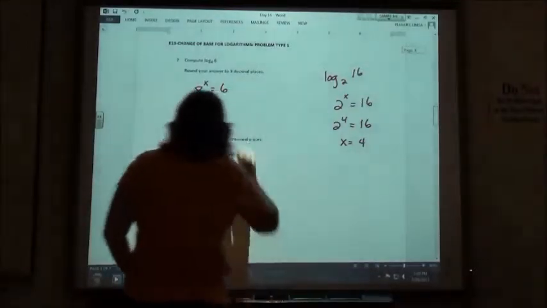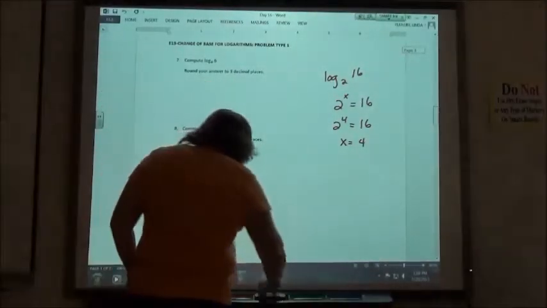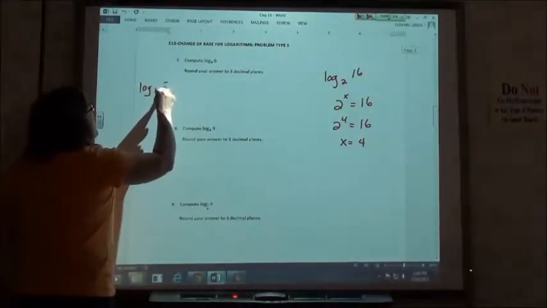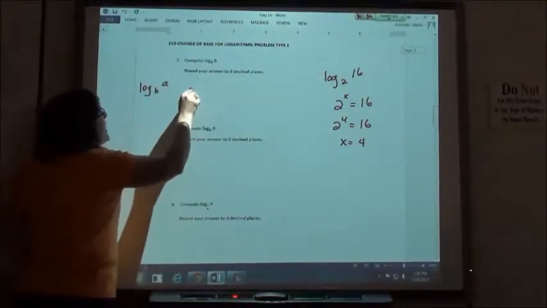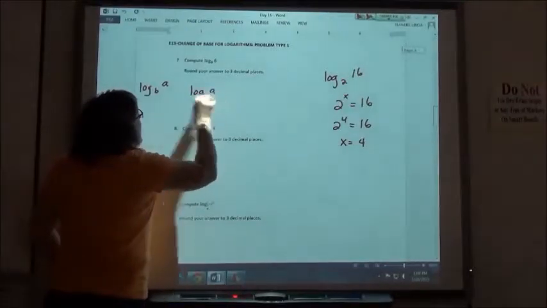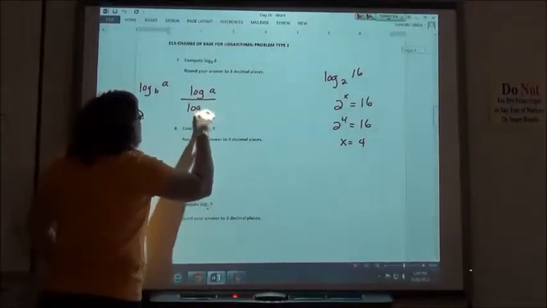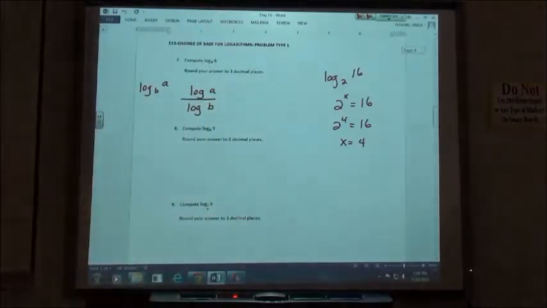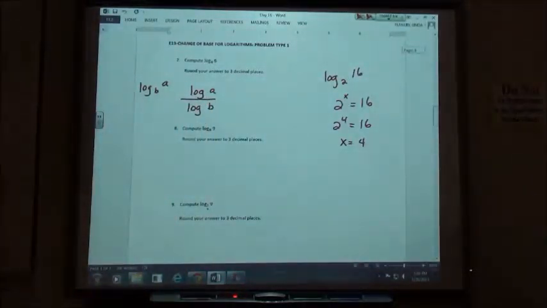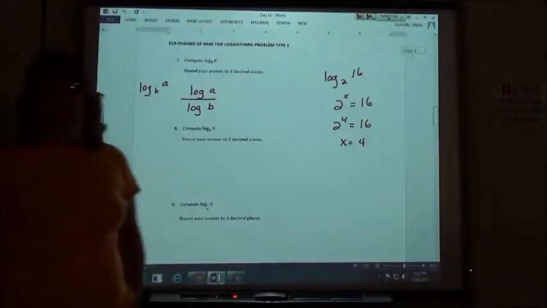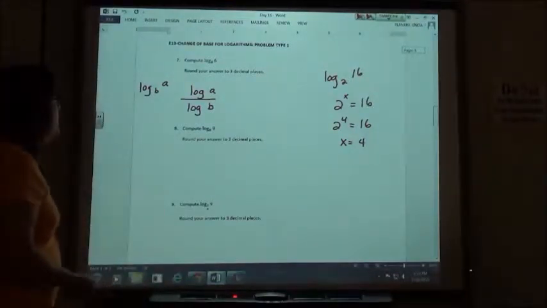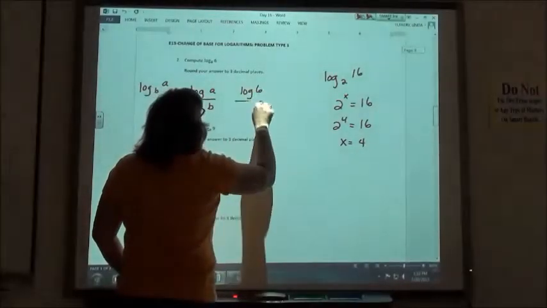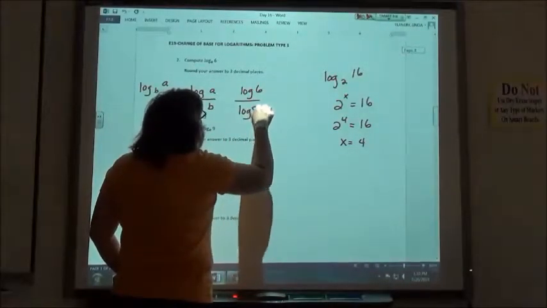So we have a formula. Our formula says this: if I have the log base b of a, I am going to take the log of a divided by the log of b. And those could be anything that have a common base, but what we're going to do is base 10 because our calculator can do base 10 numbers. And so we're going to use our calculator and do the log of 6 divided by the log of 8.